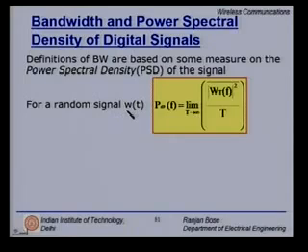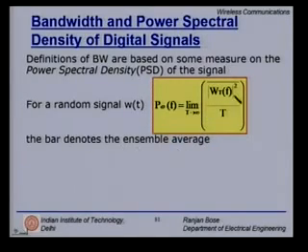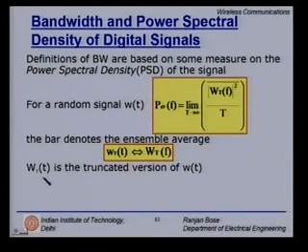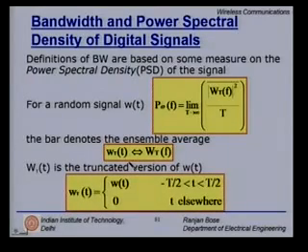For any random signal w(t), the power spectral density P_w(f) is defined as the ensemble average of the absolute value of W_T(f) whole squared, divided by T, as T tends to infinity. The bar denotes the ensemble average. Small w(t) is Fourier related with capital W_T(f). Now, the capital W_T(f) has to be truncated at some point, because clearly it is going to extend from minus infinity to plus infinity in frequency, because my w(t) is time limited. So, what we do is w_T(t) is defined as w(t) from minus T by 2 to T by 2, and it is 0 elsewhere. So, we are dealing with a truncated version of w(t).